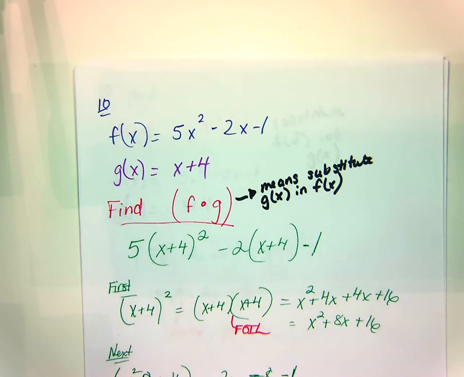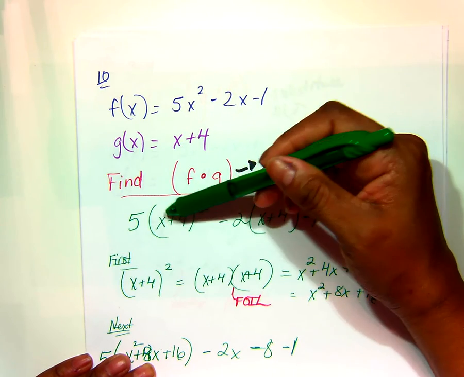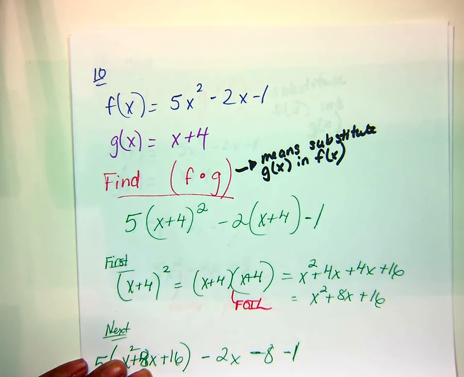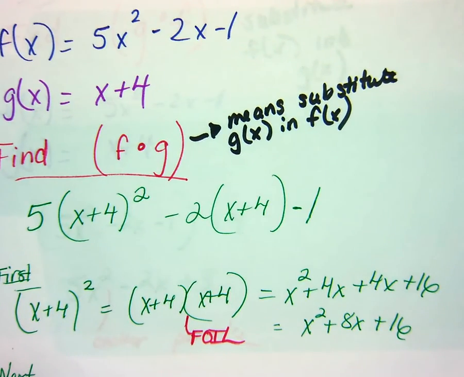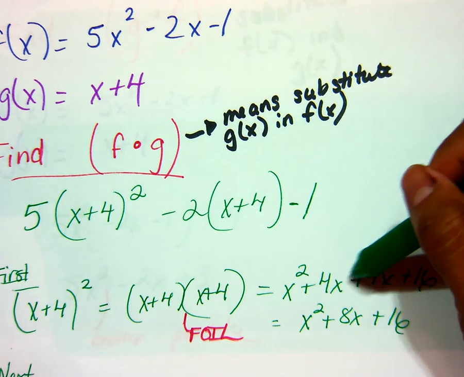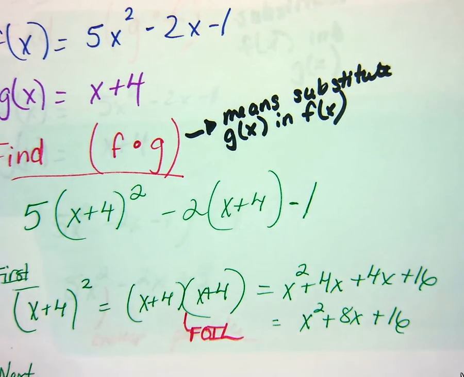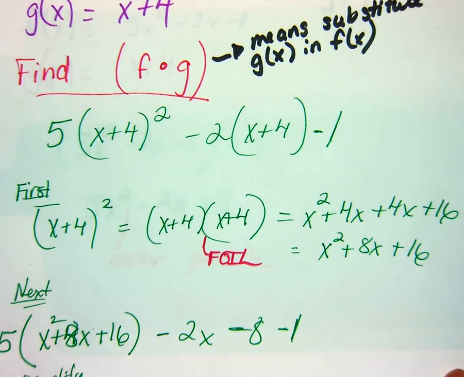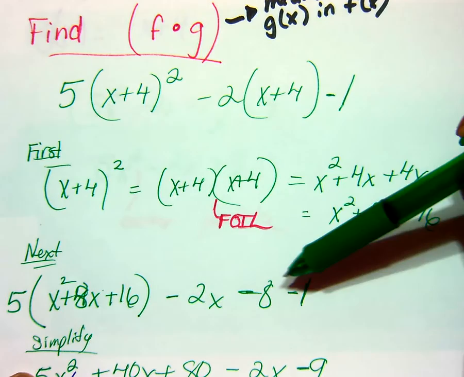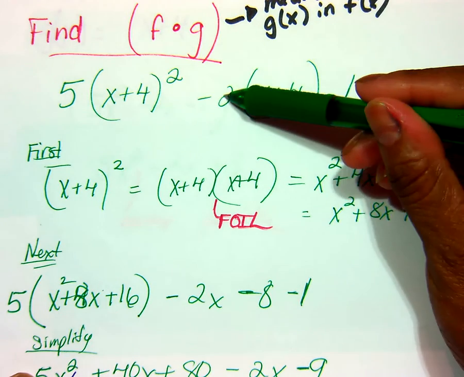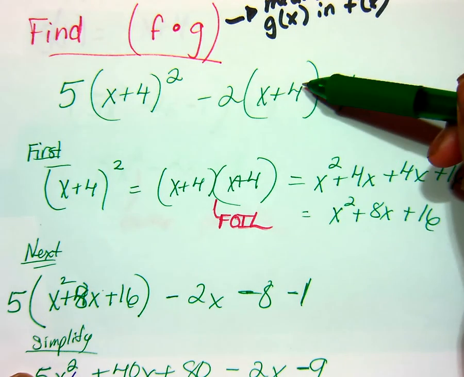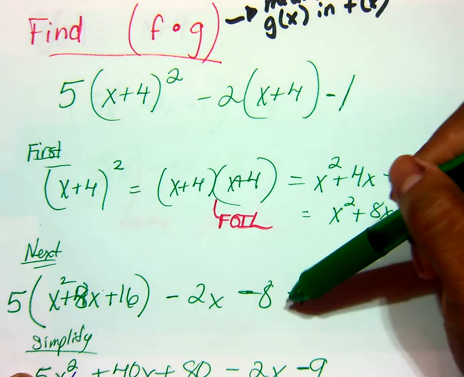Now I got to expand it. This is x plus 4 squared. That means I'm going to use my FOIL method. Remember, that's first, outside, inside, last. So I got x squared plus 4x plus 4x plus 16. Simplify that. That's going to be x squared plus 8x plus 16. Next, I'm going to put it back in where I had it initially. Now, remember where this 8 came from. This is the distributive property. So negative 2x gave you negative 2x. Negative 2 times 4 gave you the negative 8. Bring down your negative 1.